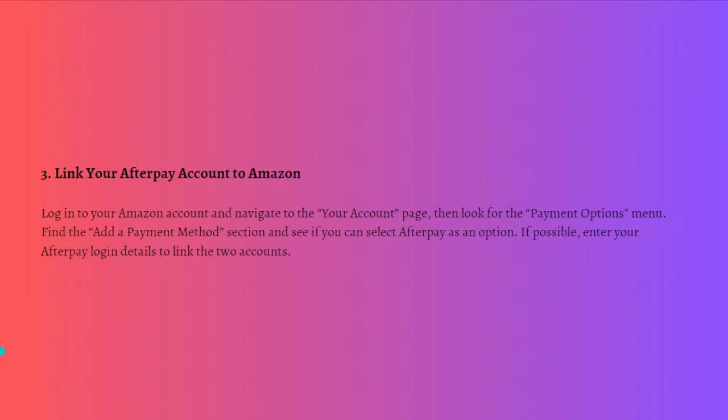And then next, you'll need to link your Afterpay account to Amazon. Connecting your Afterpay account to Amazon ensures that the two accounts are synced and that Afterpay will be a visible payment option during checkout. So log in to your Amazon account, navigate to your account page, and then look for the payment options menu. Find the Add a Payment Method section and see if you can select Afterpay as an option. If possible, enter your Afterpay login details to link the two accounts.